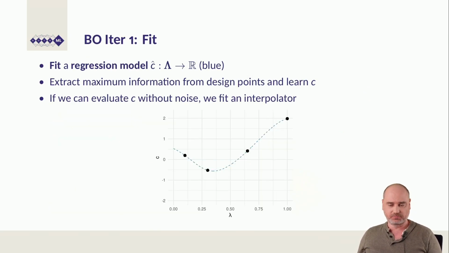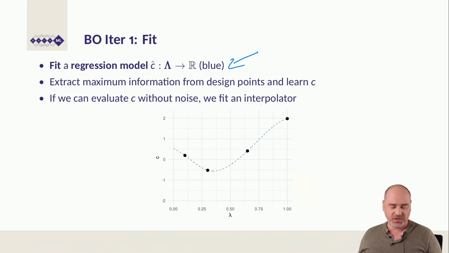Okay, so after initialization, we can now really start with the main parts of our Bayesian optimization loop. As I've already said, the main idea is to now fit a regression model to our historical data, to our archive. After that, we would like to extract as much information as possible from this regression model to plan our subsequent design point or points.